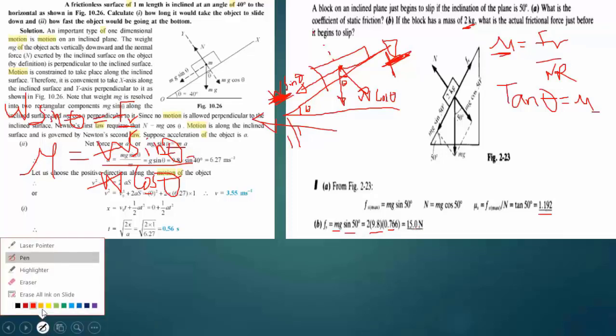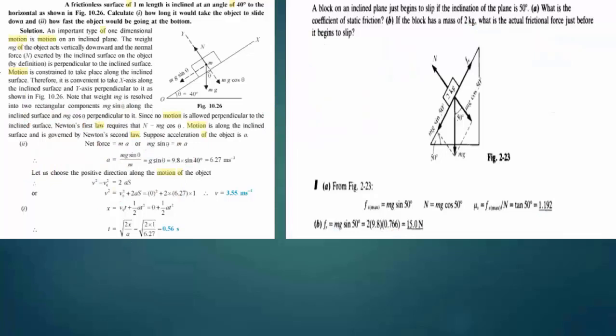From that knowledge, we have gained great insight into solving this question. We are told we have a frictionless surface of 1 meter length, inclined at an angle of 40 degrees to the horizontal as shown in that figure. So calculate, one, how long it would take the object to slide down and how fast the object would be going at the bottom.